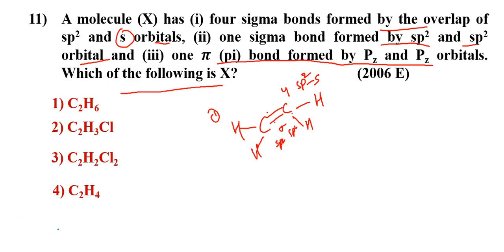Next point, the one pi bond is formed by pz and pz. Yes, this orbital is like this. This is the one pi bond, so partially overlapping. Okay, so your answer will be C2H4.